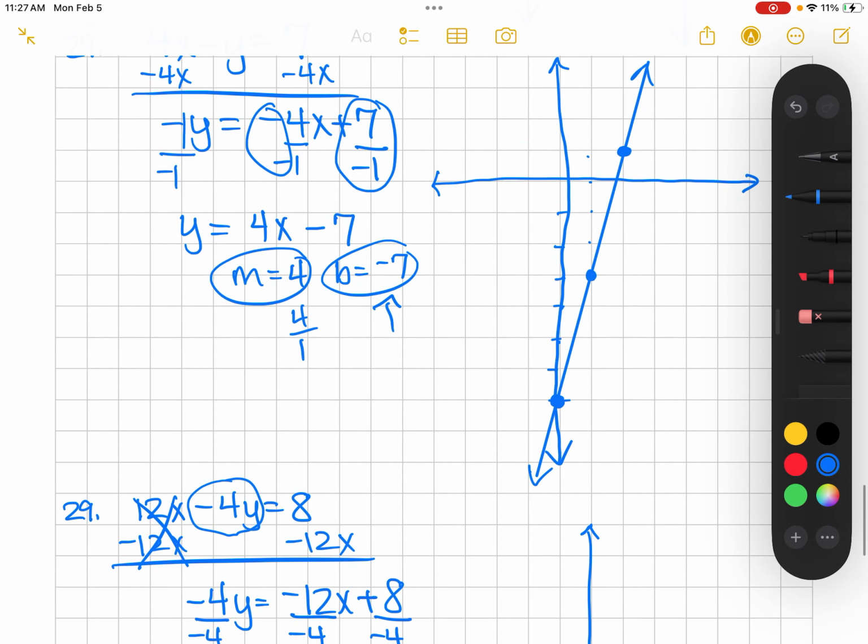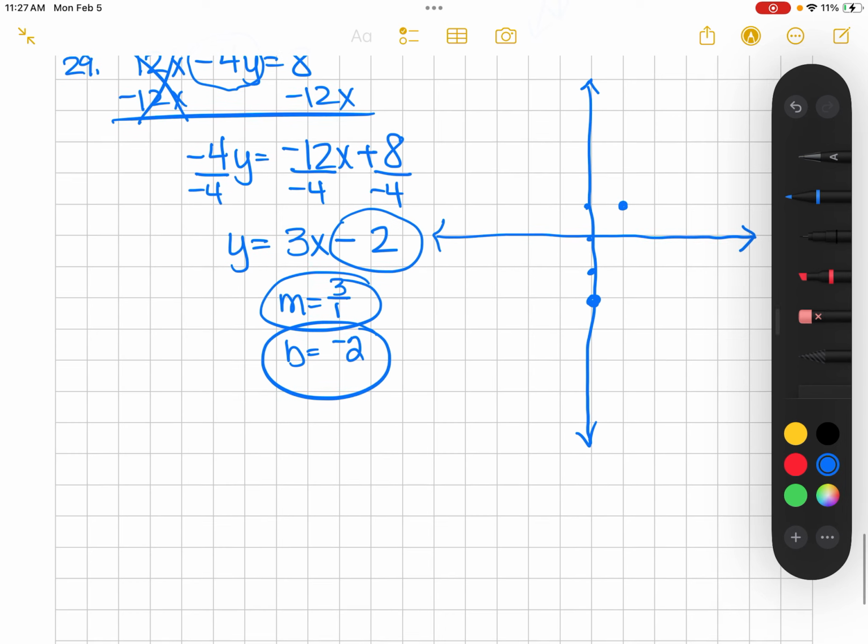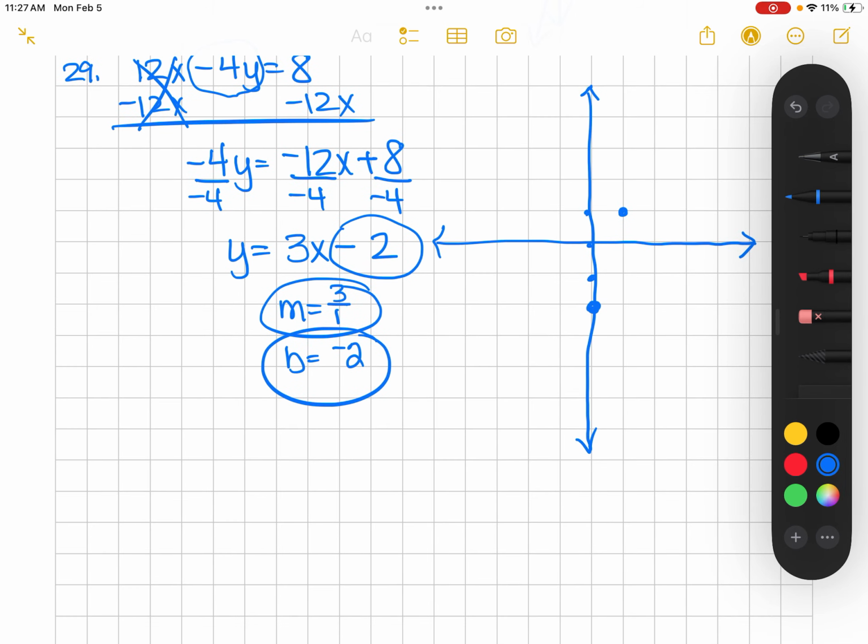Let me just make sure. Did I do this one? Yes, I did that one. Going the right way. Okay, and I could do another one. I could go up 3 more, 1, 2, 3, and over 1. I could go down 3, 1, 2, 3, and over the other way, just as long as it's pointing to the right when it is positive. And there is my line for number 29.